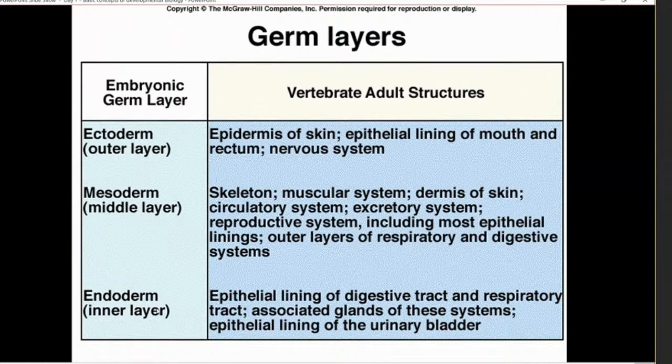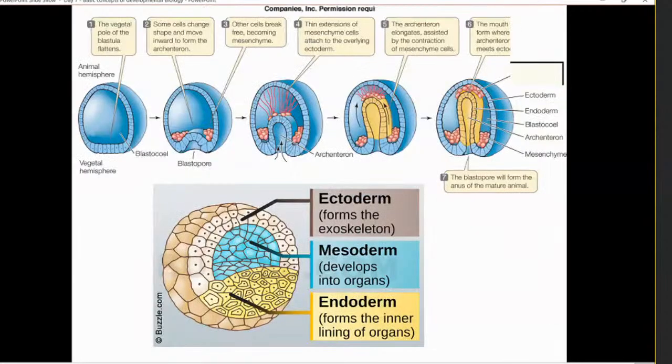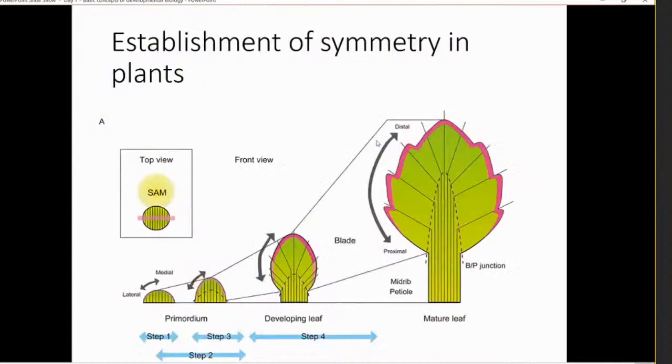Plant leaves look symmetrical. First is the lateral meristem, and based on this is the primordium. In this primordium, they develop the leaf. The first stage is the lateral, the second stage is the primordium, the third step is the development of leaves. Developed leaves have a distal structure. This is the establishment of symmetry in plants. We have some more examples. I will give a note.